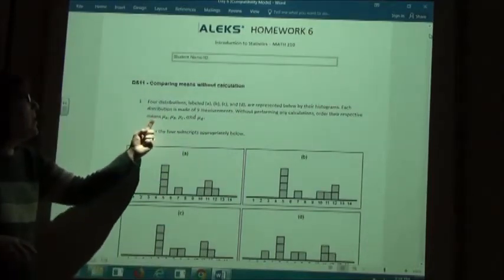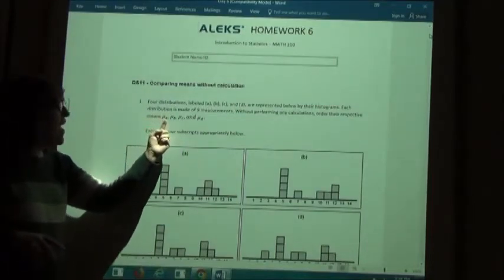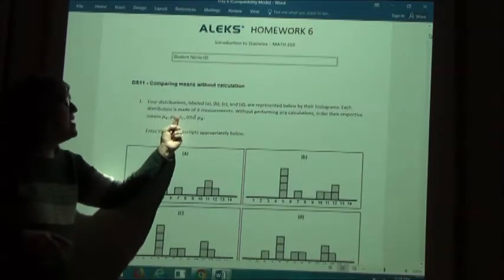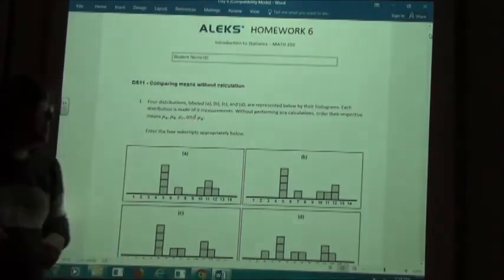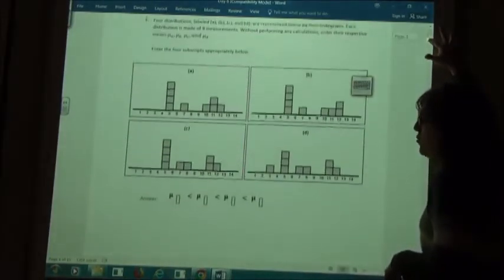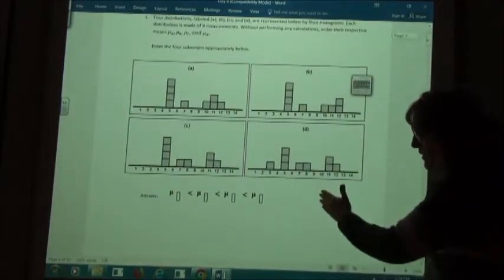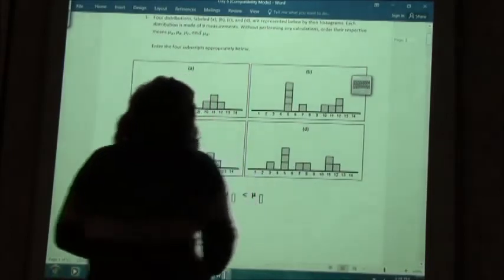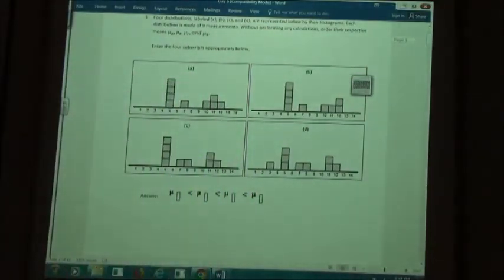Want you to order them. The mean of A, the mean of B, the mean of C, the mean of D. Those little subscripts tell you which mean you're going to do. So we're going to put them in order from smallest to largest. So when I'm looking at the mean, the mean is the average. I start looking at the higher numbers first. If I have more higher numbers, my mean is going to be bigger, right?